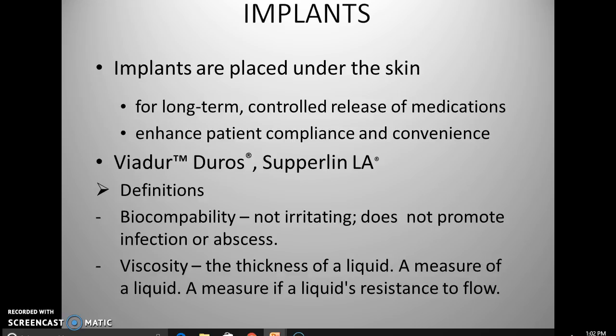Implants, there are many different types of implants. This allows for long-term control and release of medications. Implants are much simpler for many patients because it is convenient, it's out of the way. A lot of times it's placed under the arm, and increases patient compliance. And certain drugs that fall under this particular category are Viagra, Duros, Supprelin LA. Okay.